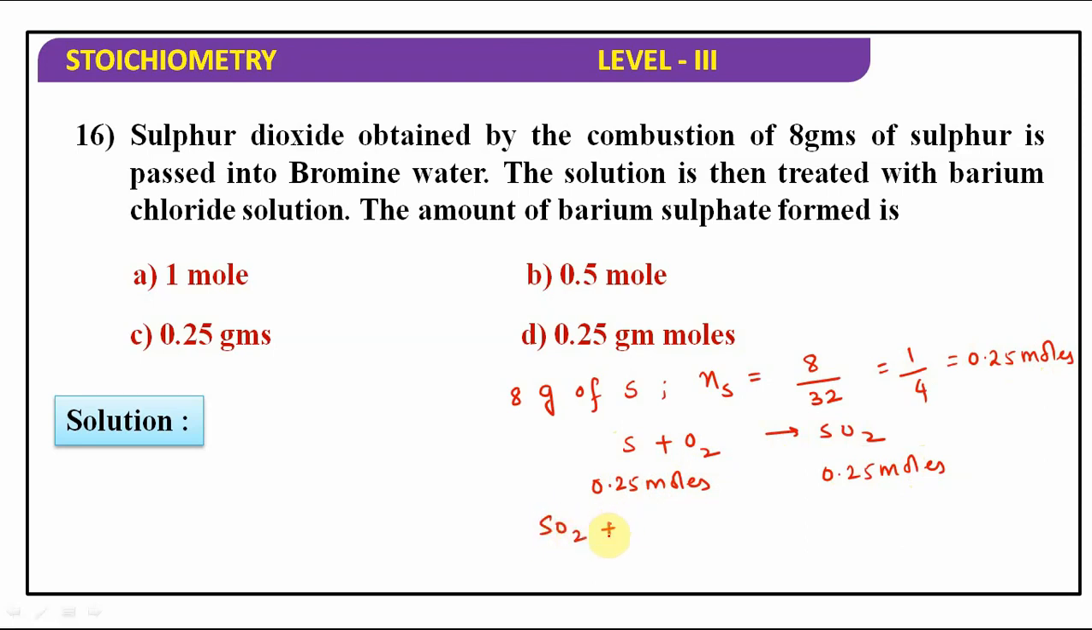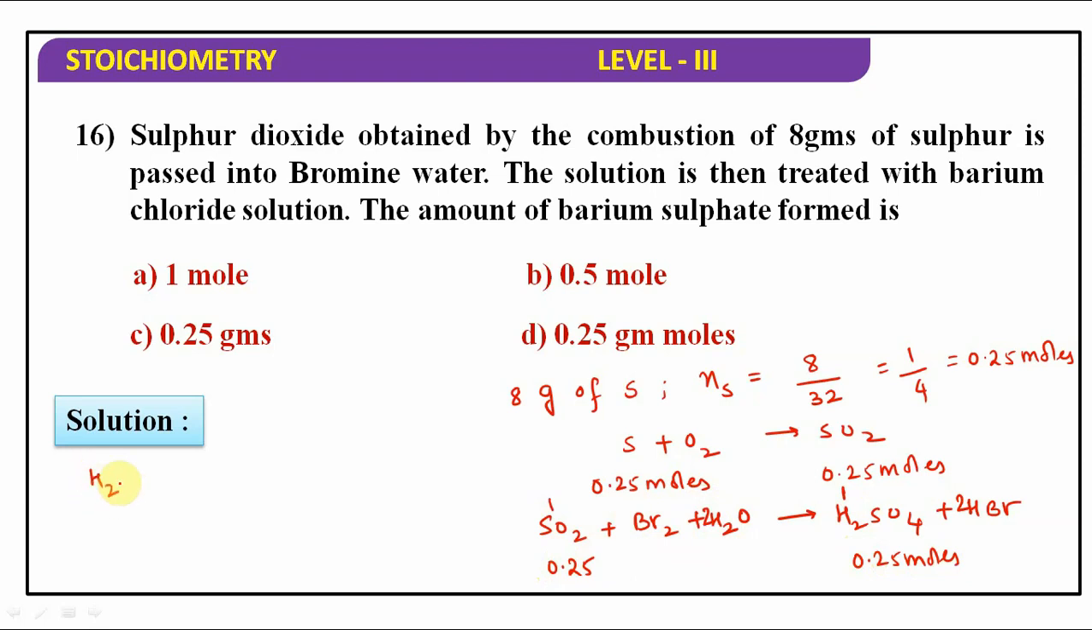That sulfur dioxide is passed through bromine water: SO2 plus Br2 plus H2O gives you H2SO4 plus HBr. Is it clear for you? Did you understand that? Right? So SO2 1 mole, H2SO4 1 mole. If you balance it, you will get 1 mole of SO2 giving 1 mole of H2SO4. But how many moles of SO2 we have taken? 0.25 moles will give you 0.25 moles of H2SO4.